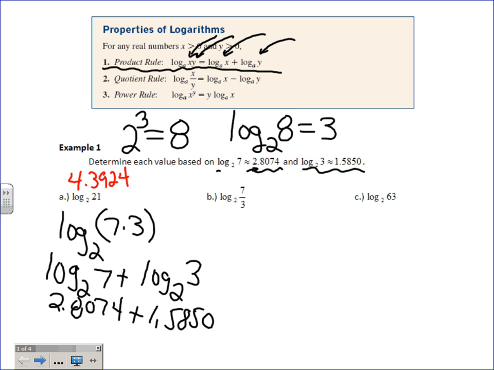$4.3924. Is that what you said? Yep. Now, was that what we said? We said 2 to the fourth was 16. 2 to the fifth is 32. Does that fall in the range where we thought this exponent was going to be? So 2 to that power being 21? Believable. Had we gotten an answer of 43, hopefully we would realize 2 to the 43rd power being 21?